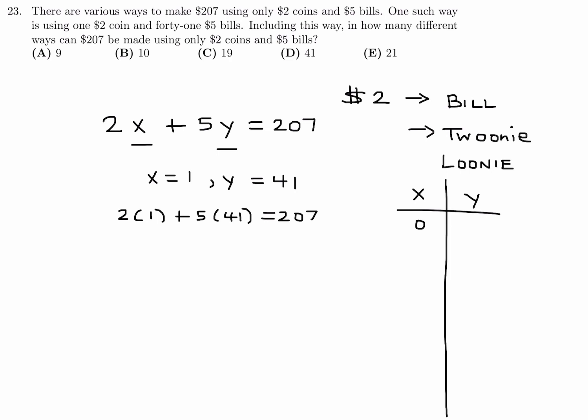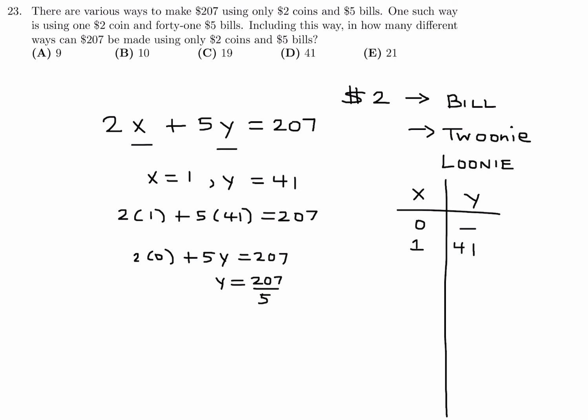If X is 0, Y will not be an integer. If you do this mathematically, you will get an equation where Y is equal to 207 over 5, and that is not an integer. You can't have 41 point something bills, right? The number of bills has to be an integer value. So that doesn't work. How about when X is 1? Well, we know that works for sure because they tell us that in the question. So similarly, we have to get integer solutions.